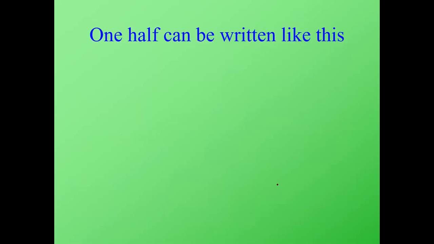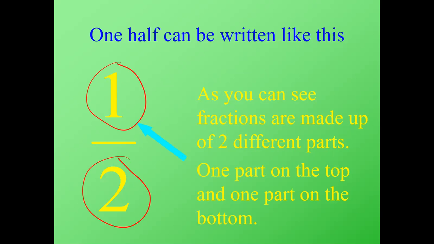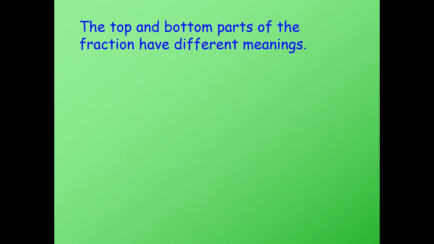Okay. One half can be written like this. This is the fraction half. It's 1 over 2. As you can see here, fractions are made up of two different parts: a number that's written at the top and a number that's written at the bottom. One part on the top and one part on the bottom.